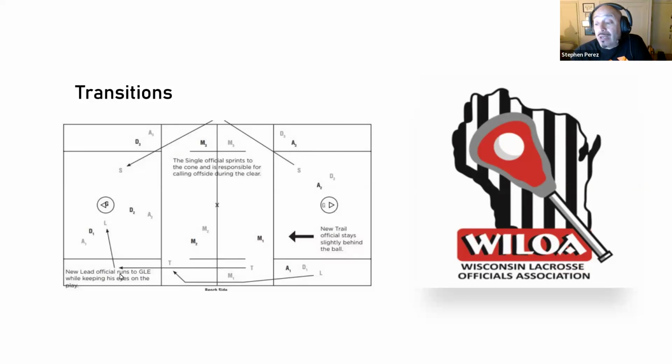Also, when the lead cuts or makes his way towards the sideline, he has a good straight line look at the players entering and exiting the field.